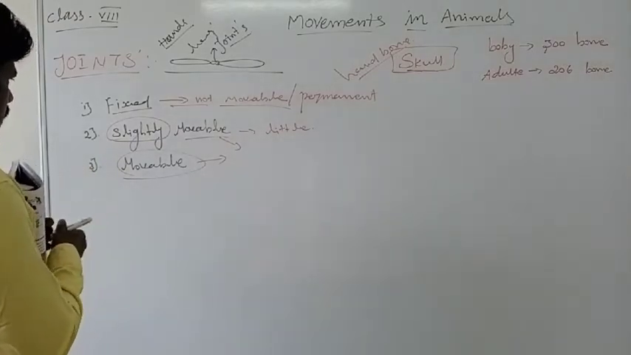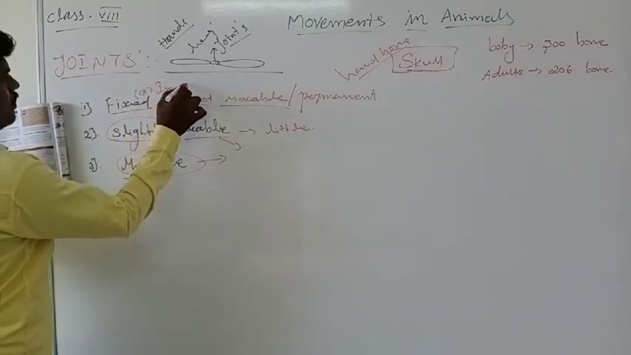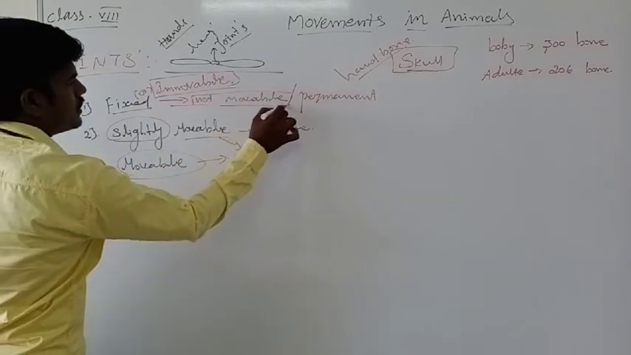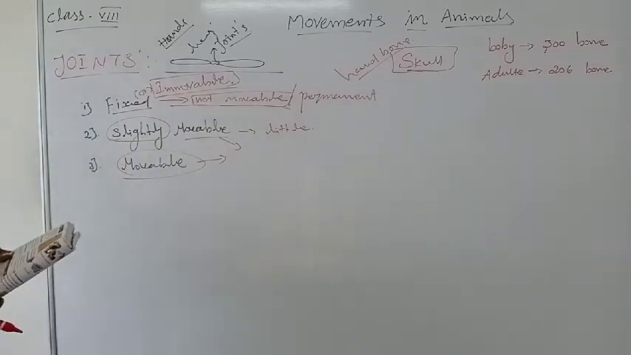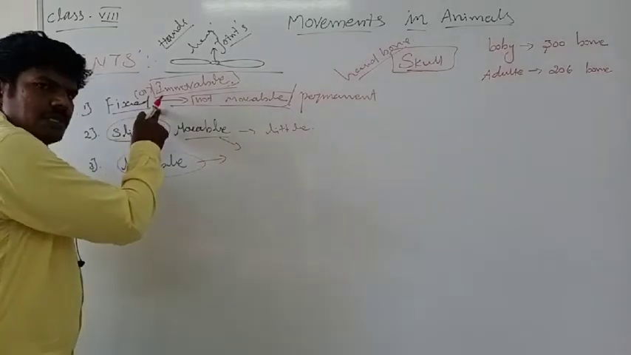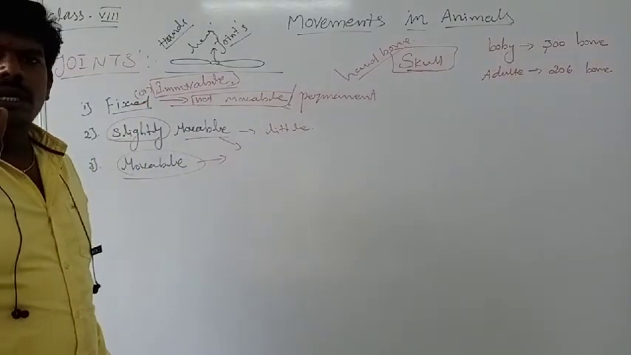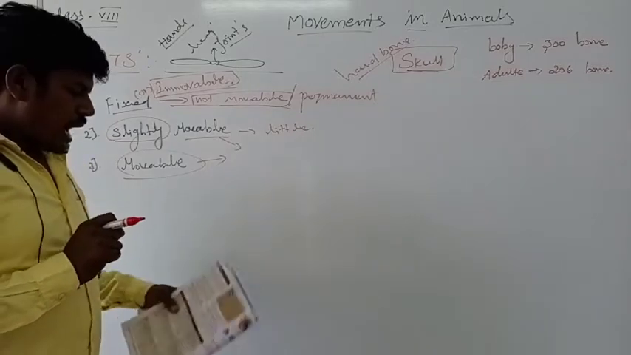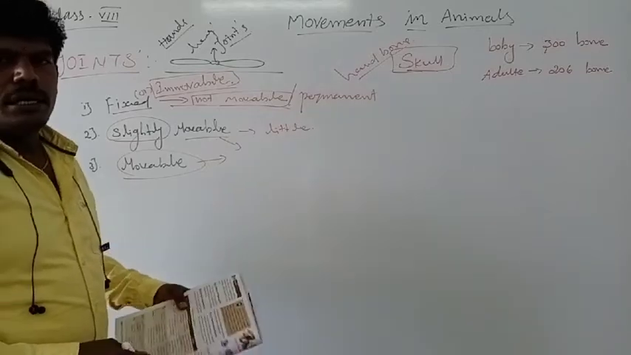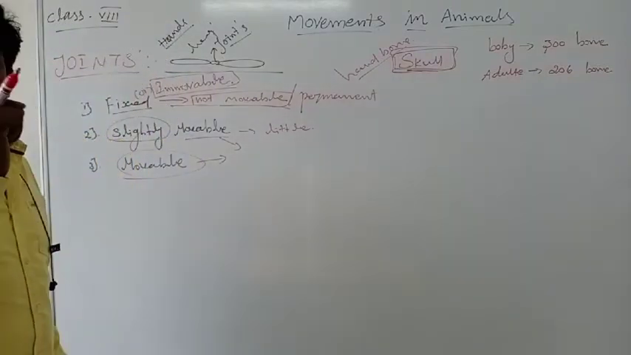The fixed joint is otherwise called an immovable joint. Immovable means it is not moving. In this type of joint, no movement is possible between the two bones. The structure between the bones of the skull is an example of an immovable joint. I told you before, the skull is a good example of an immovable or fixed joint.